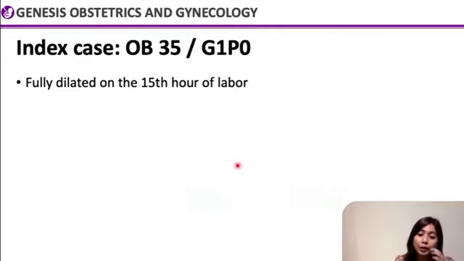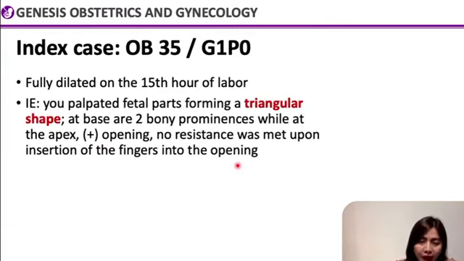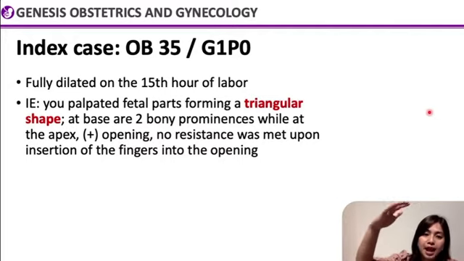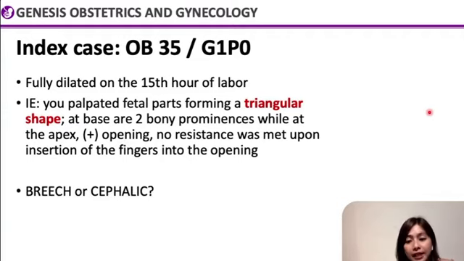Okay. Now we go back to our index case. Remember, we have an index case. So si OB, 35-year-old trainee, she was already fully dilated on the 15th hour of labor. Okay, ito yung IE mo sa kanya. You were able to palpate fetal parts forming a triangular shape. So at the base are two bony prominences. So na-imagine nyo ba, kung ito yung triangle, sa base ng triangle may bony prominence, tapos doon sa tuktok, sa apex niya, merong opening. Nung in-insert mo yung fingers mo doon, no resistance was met, okay, into that opening. First question, is this breech or cephalic presentation?